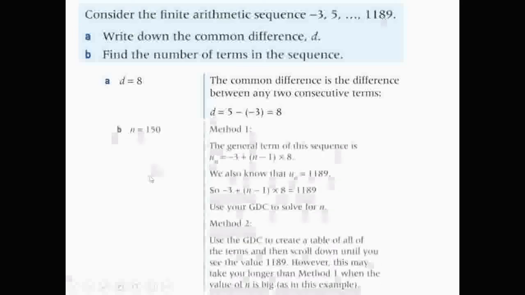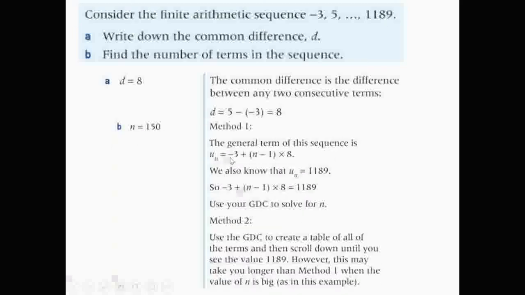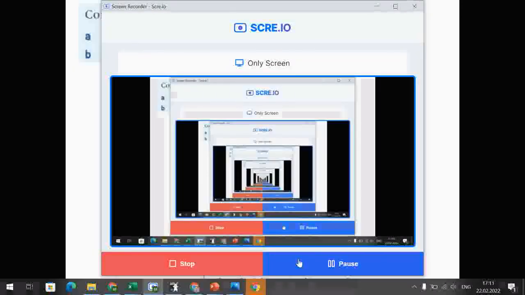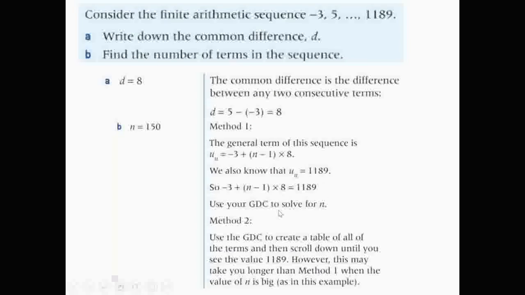Try it out now. Okay, so here's our rule. Our rule in this case is -3 plus n minus 1 times 8, our common difference. So there's our un rule. 1189 replaces the un on this side, and solve backwards. Solve for n. It says use your GDC, but I think we can solve this. However, I'm going to pause for a second. Okay, yeah, so it says use your GDC, but you can just solve this equation backwards to get the answer of 150. And then it mentions something about graphing again and using a table in your GDC, but we'll do that stuff in our lesson together.